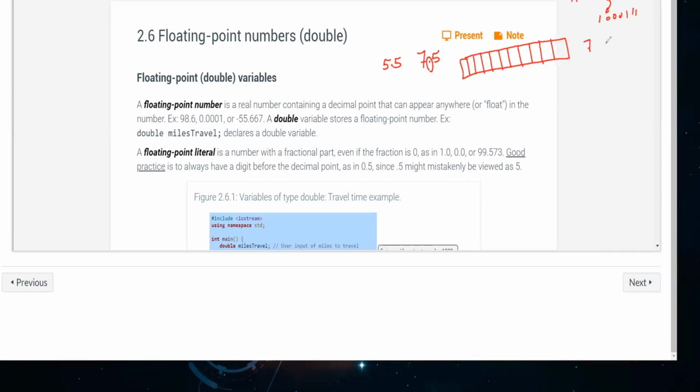Even with numbers, we can directly use these values, right? 7 is 111 actually. So we know how to store letters, and we know how to store numbers. So how about numbers with dots, something like this? How can I store a dot in this? Does anybody have an idea how we are going to do this?